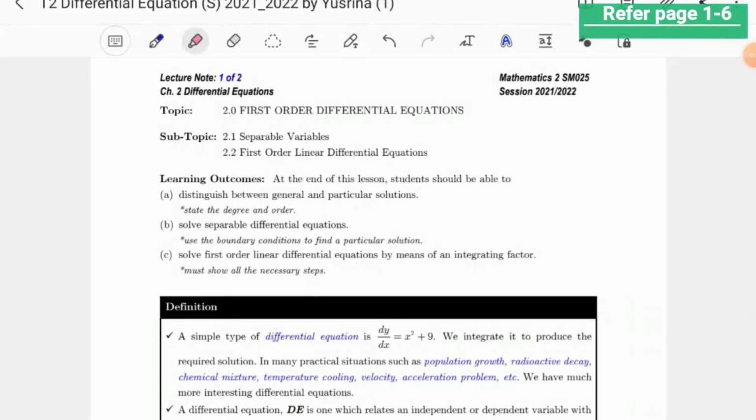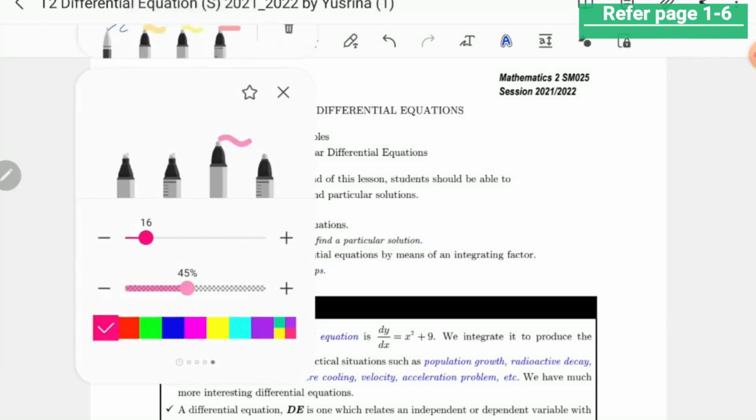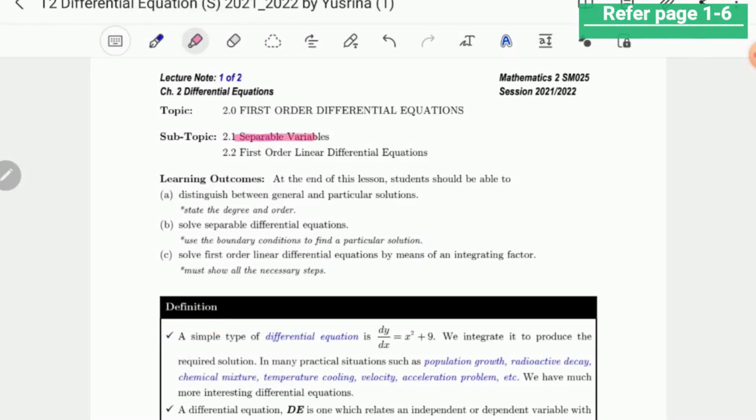To first order differential equation. In this topic, we will learn 2.1 separable variable, 2.2 first order linear differential equation. Learning outcome for this topic, students should be able to: A, distinguish between general and particular solution. B, solve separable differential equation. The last one, solve first order linear differential equation by means of integrating factor.